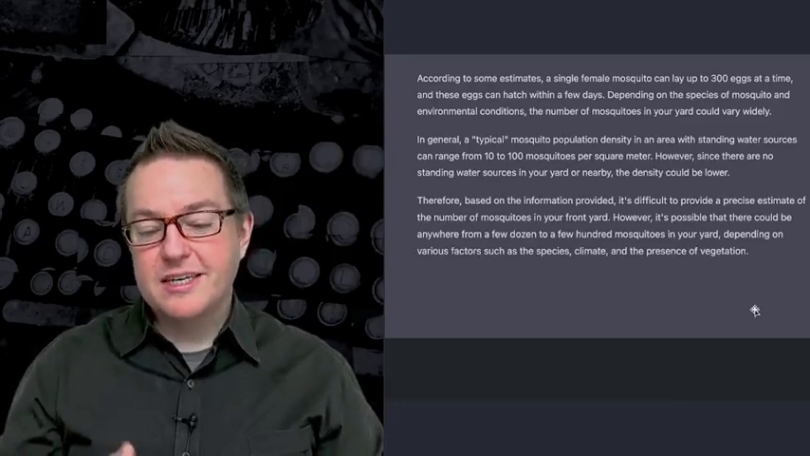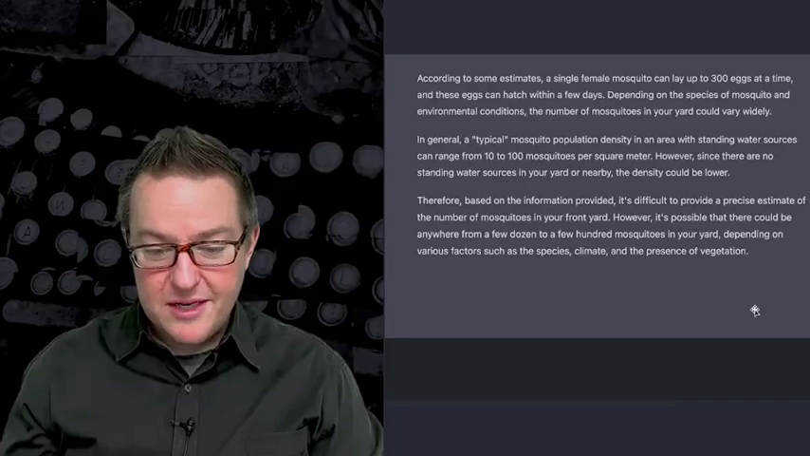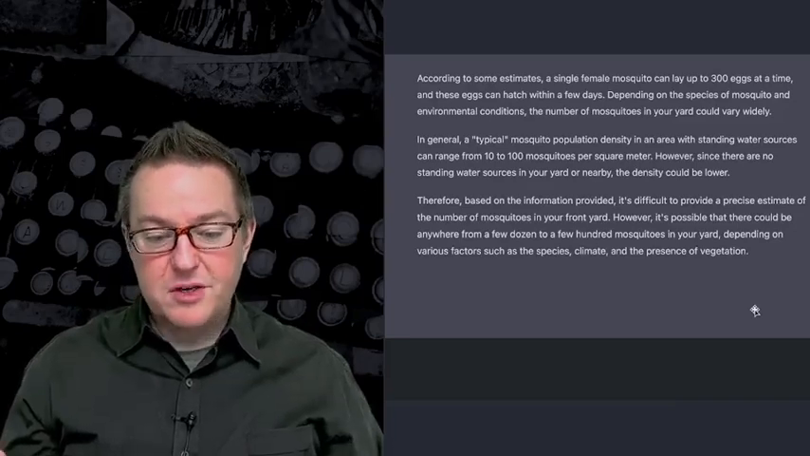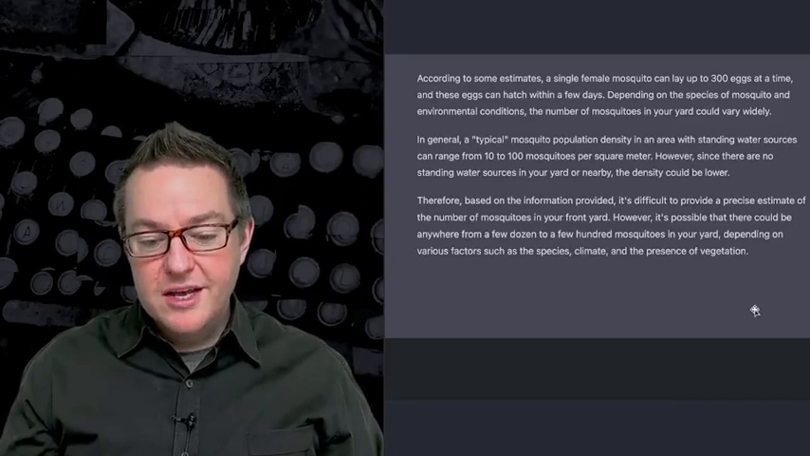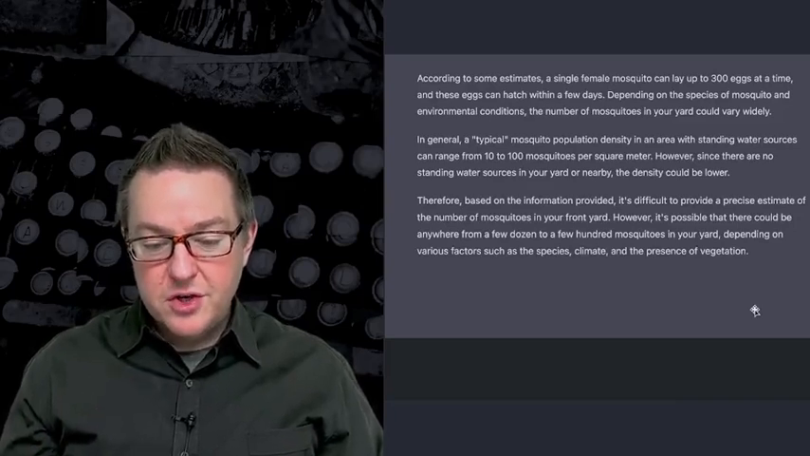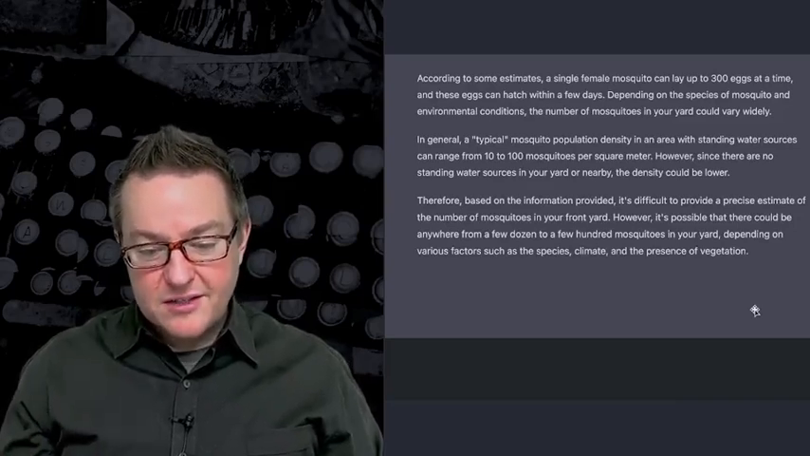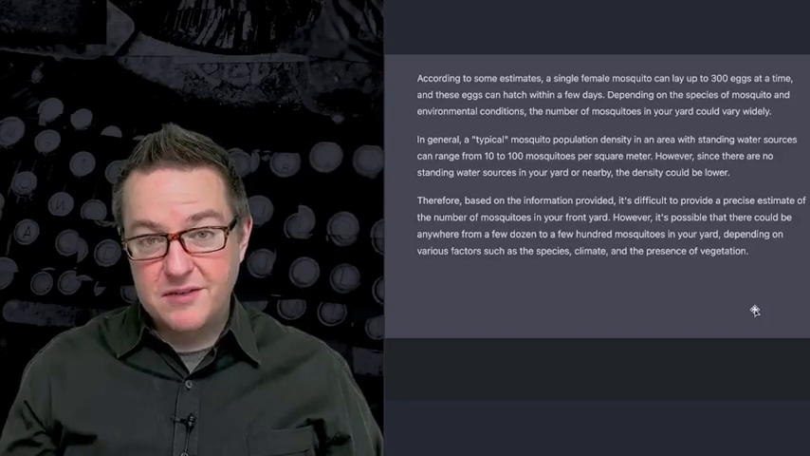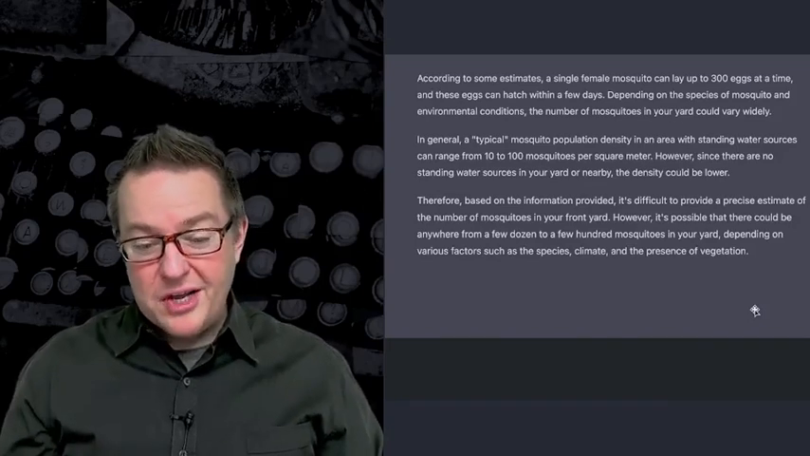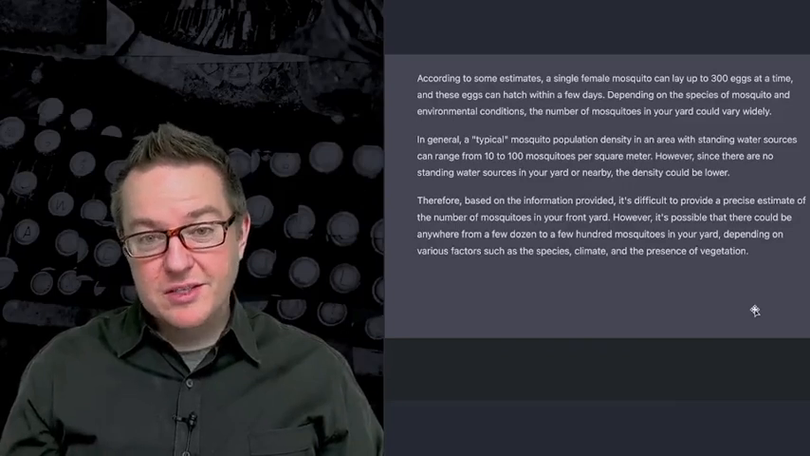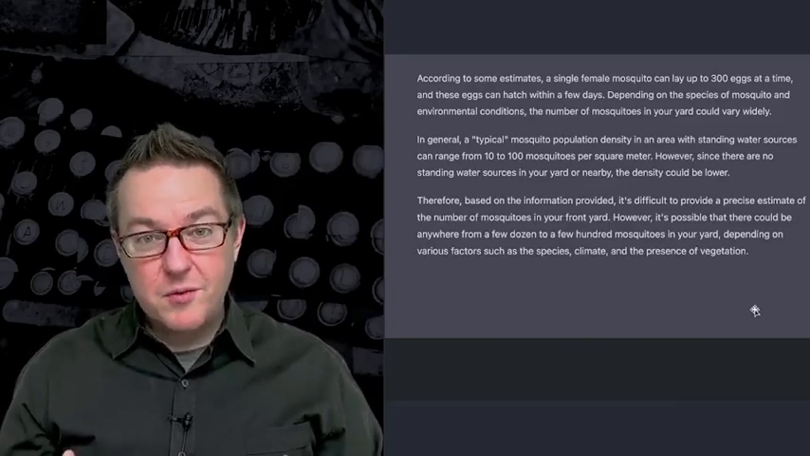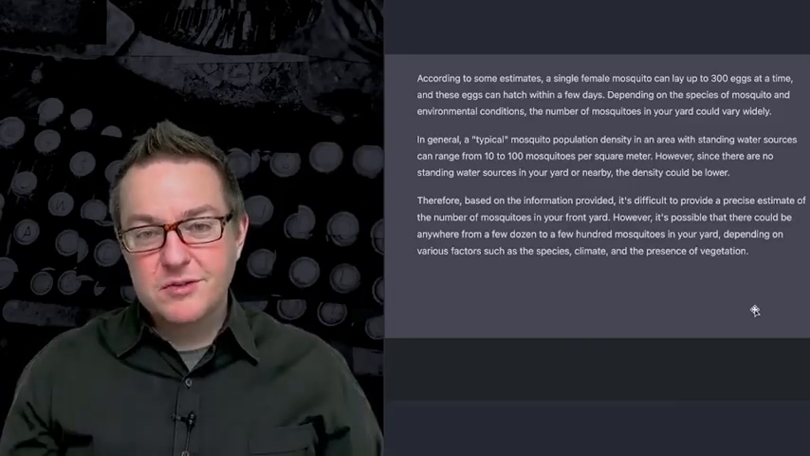And then it goes on to say it's difficult to provide a precise estimate. However, it's possible that there could be anywhere from a few dozen to a few hundred mosquitoes in your yard, depending on various factors such as species, climate, and the presence of vegetation. That's pretty good. The fact that it's gotten this down to a few dozen to a few hundred is a tighter range than I would have expected.